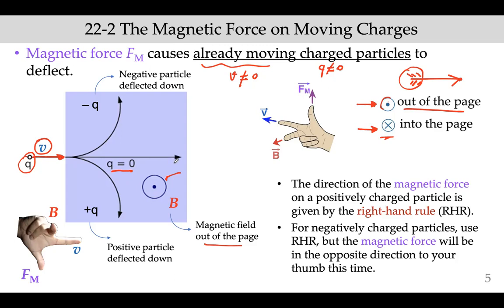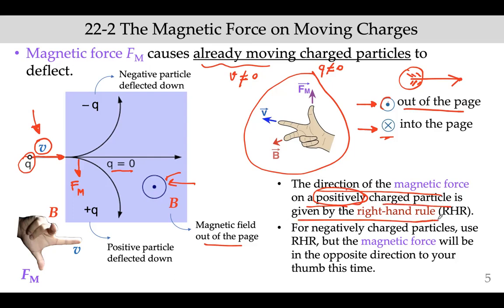Now, from physics 1, you know that for a particle to be deflected, you need a force in this direction. So here, you have a magnetic force in this direction for the positively charged particle. If you know the direction of the magnetic field and the direction of the velocity, how do you find the direction of force? Well, for that, we have to use the right-hand rule. The direction of the magnetic force on a positively charged particle, this is important, is given by the right-hand rule.